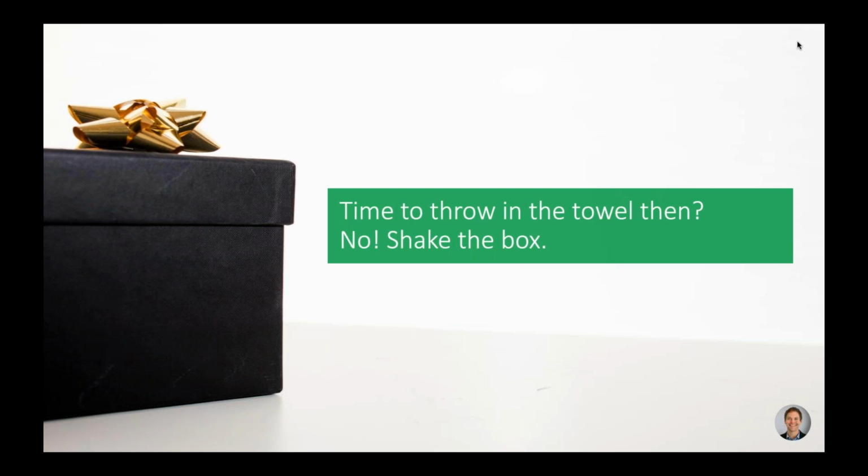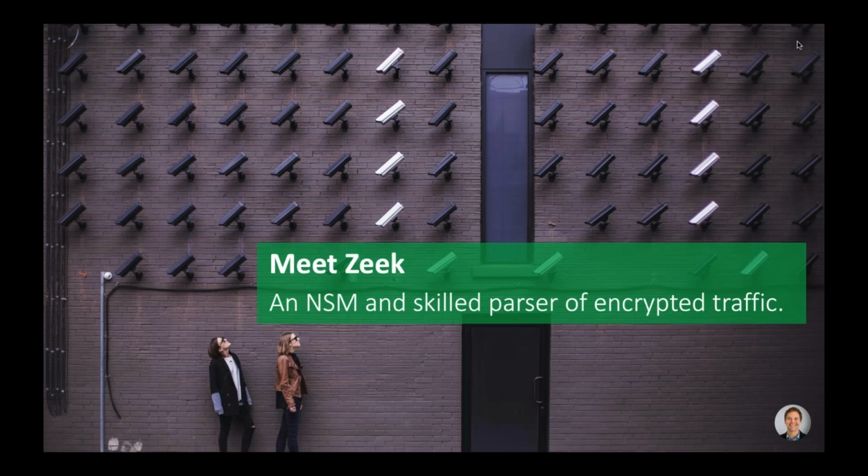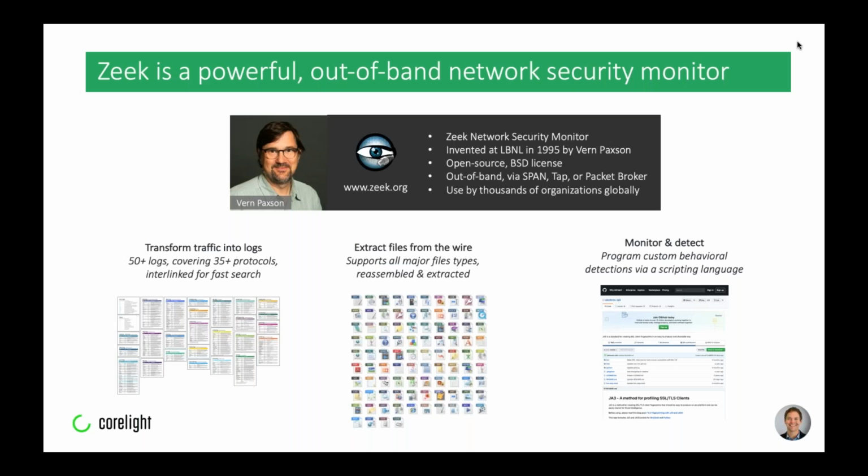This webinar really is about how we can use exceptionally good network-derived data to shake the box. There's lots of techniques. You're going to learn about them. And that is a good transition to the tool that will be highlighted in this webinar. It's called Zeek. Zeek is a very powerful open source project originally created by Corelight's chief scientist and co-founder, Vern Paxson, when he was a grad student at UC Berkeley and working at Lawrence Berkeley National Lab.